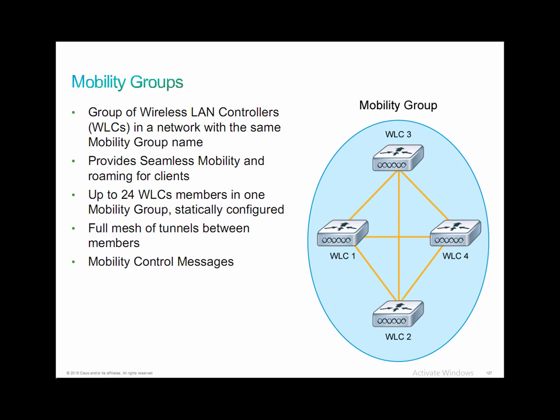These controllers, as you can see from the yellow lines on the diagram within the mobility group, are going to create a full mesh, and through that full mesh, that virtual mesh, they're going to exchange mobility messages, which is the status of the clients, and those get multicast to all the members in the mobility group. So you do want to specify in the configuration a specific multicast address.